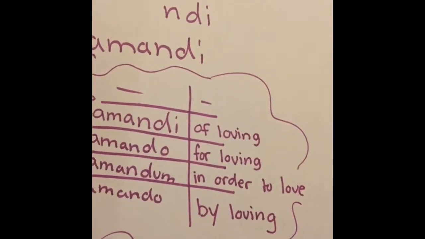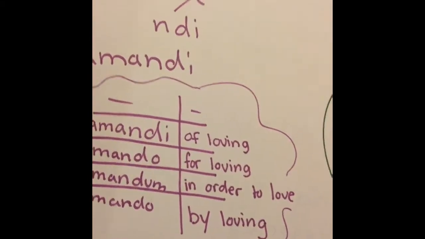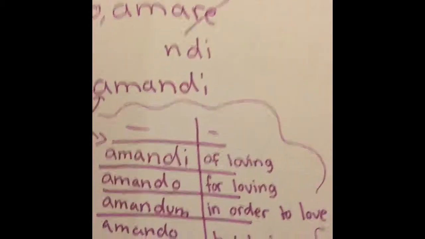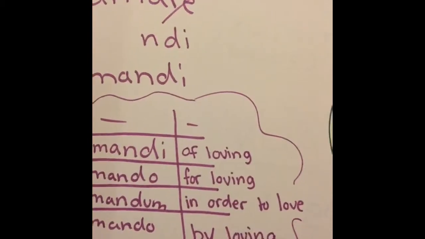So basically it's just of, for, in order to, by as the translations, and then loving. So just basically how you would normally translate a sentence or anything like that. And that's what a gerund is.